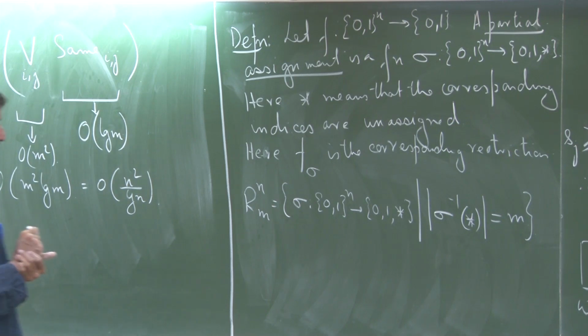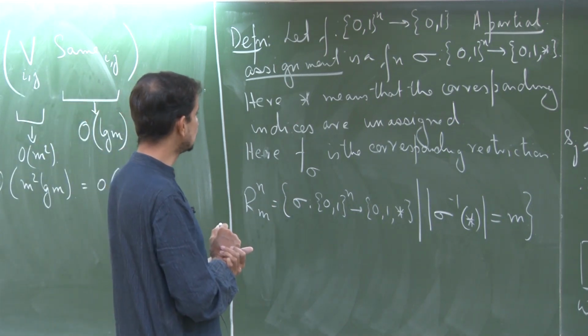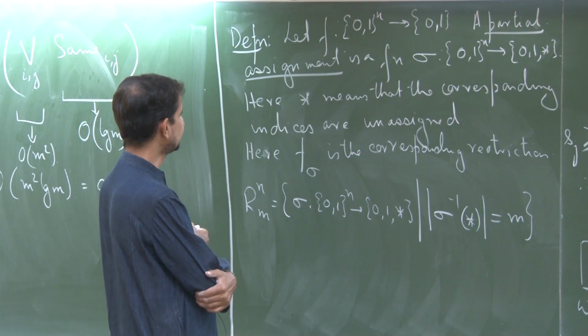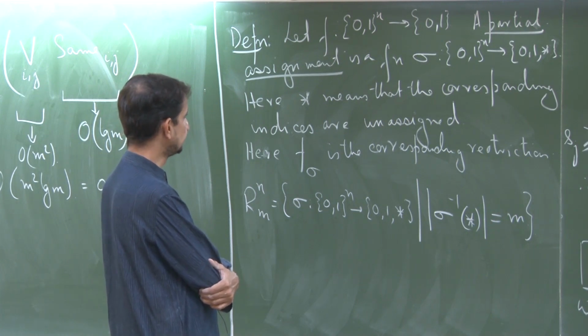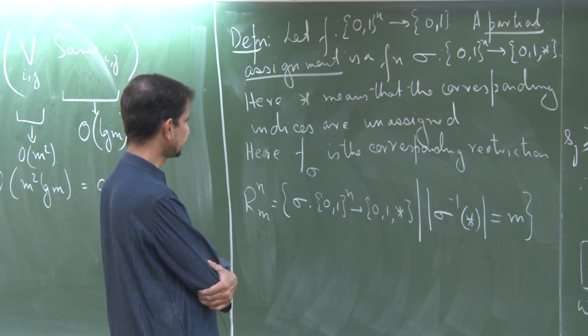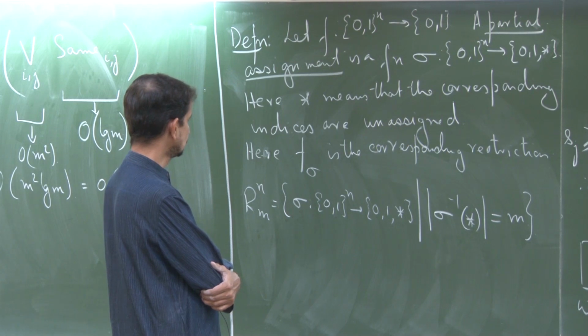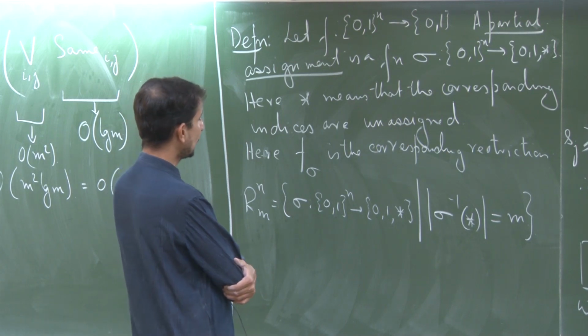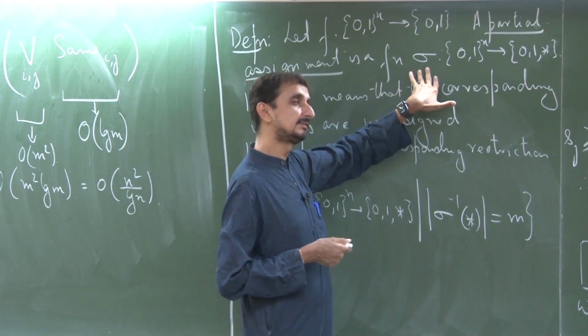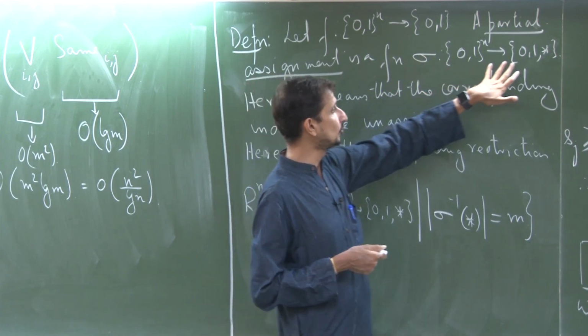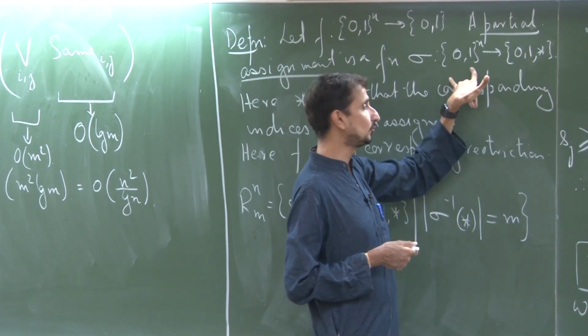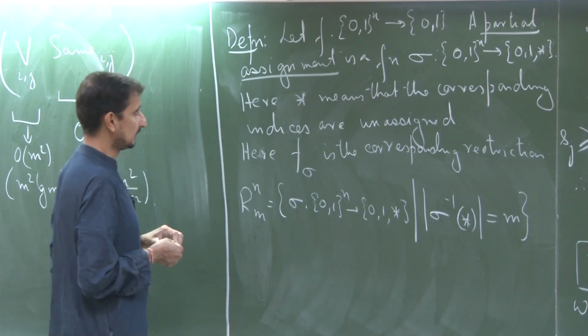Actually, I do not want it to be this way. What I want is that each index goes to 0, 1 or star, not each string going to 0, 1, star.